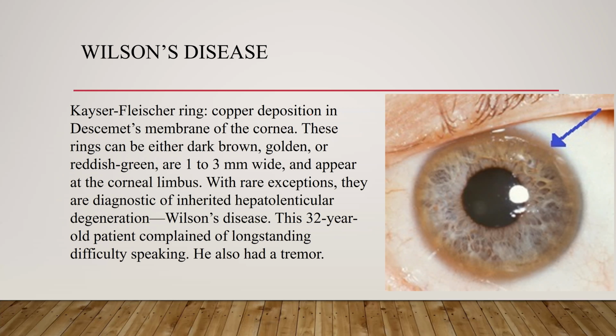The characteristic of this disease is the Kayser-Fleischer ring, which is the ring around the cornea. This ring is brown or golden, dark brown or golden or reddish green. It's about 1 to 3 millimeters wide and appears at the corneal limbus, the edges of the cornea. It's because of copper deposition in the membrane. With rare exceptions, it is diagnostic of inherited hepatolenticular degeneration, so Wilson's disease.